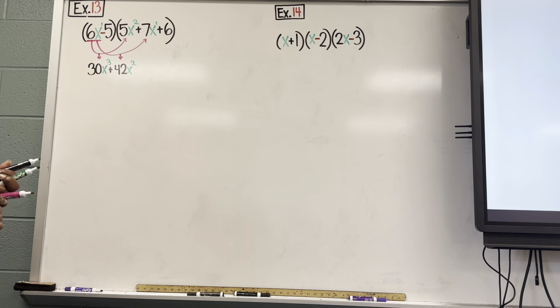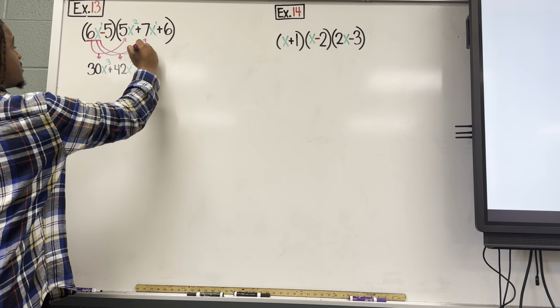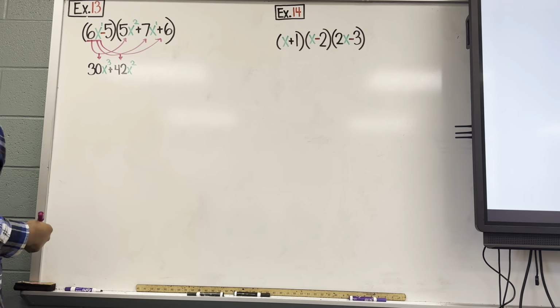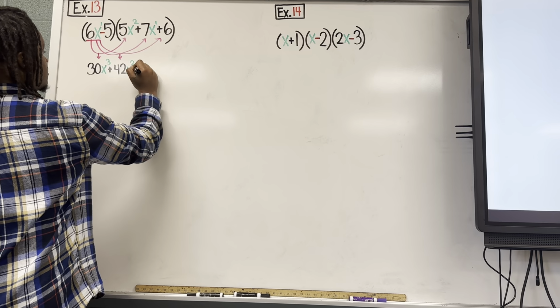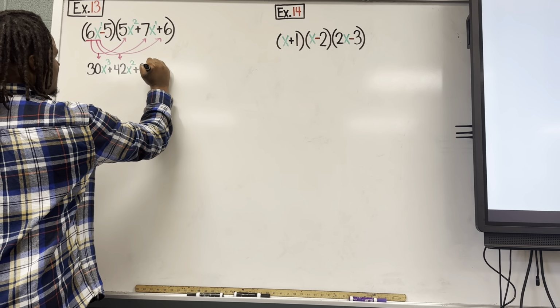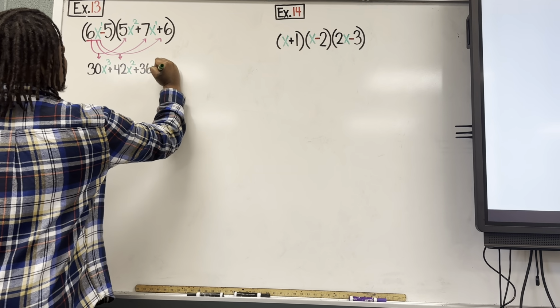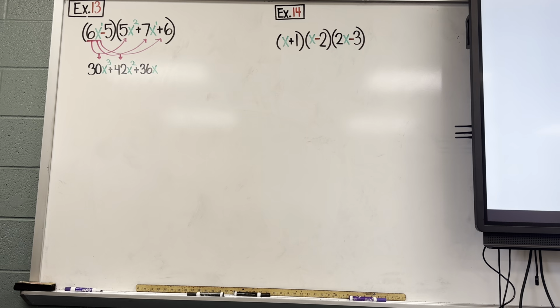And then the last value that I need to multiply by 6x to the first power is 6. 6x times 6 is 36x. So that's going to be 36x, just like that. Now, we're not done, guys.